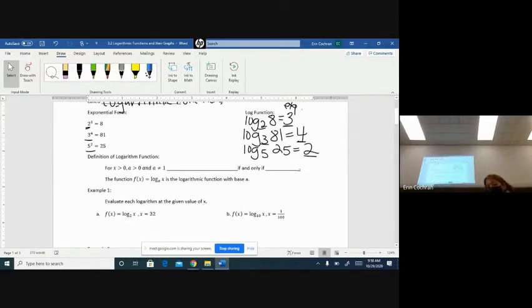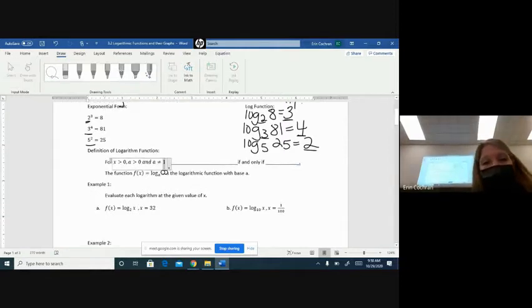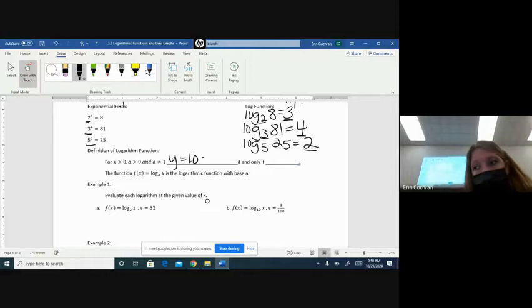Definition of log functions, okay? If x is greater than 0 and a is greater than 0, but a can't equal 1, y equals log base a of x if and only if x equals a to the y power, right? Isn't that what we all said? Okay. A is the base, right? The y is your exponent, and then the result equals your x, okay?